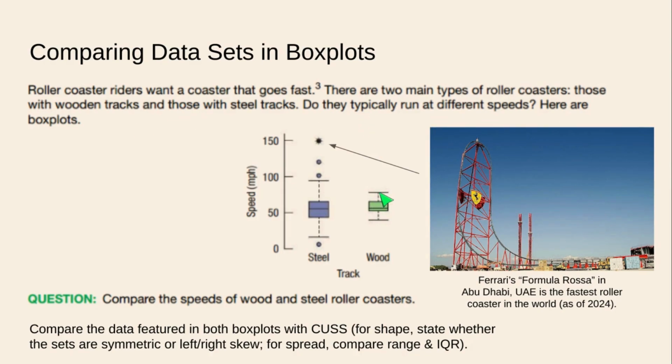And here are box plots. We have a bunch of roller coasters plotted here. Here are the wooden roller coasters, and here are the steel roller coasters. We are going to compare the speeds of wooden and steel roller coasters, looking at these box plots and using CUS to compare them. Pause the video, see if you can compare these data sets using CUS, and unpause the video when you're done. Okay, let's hop to it.